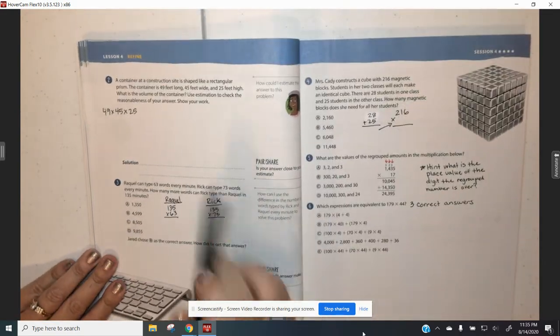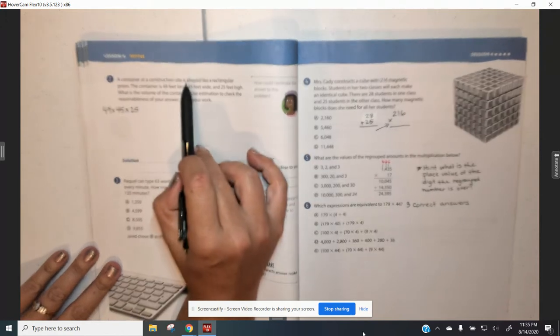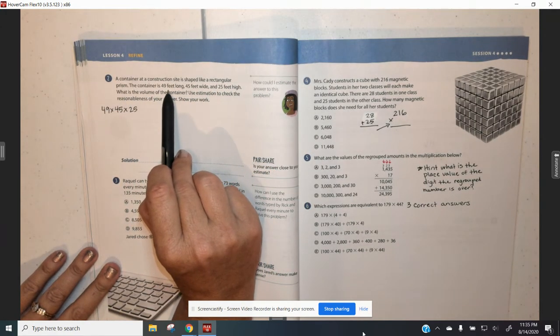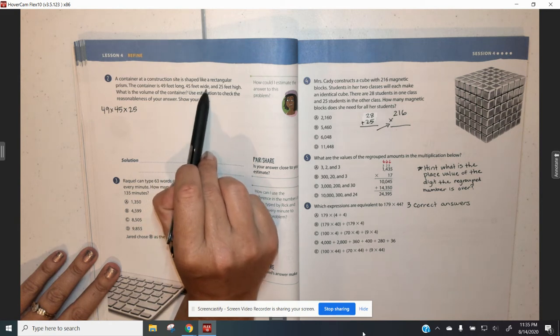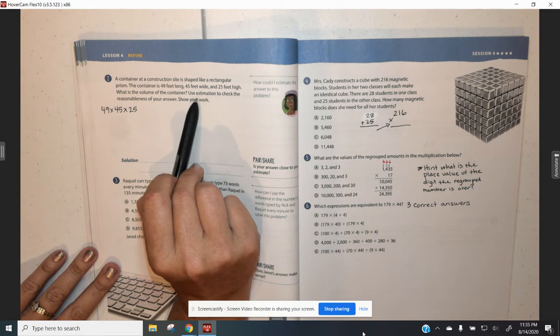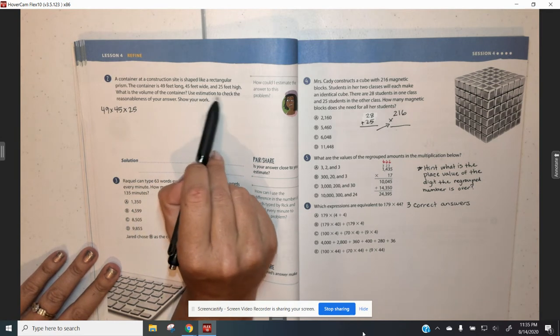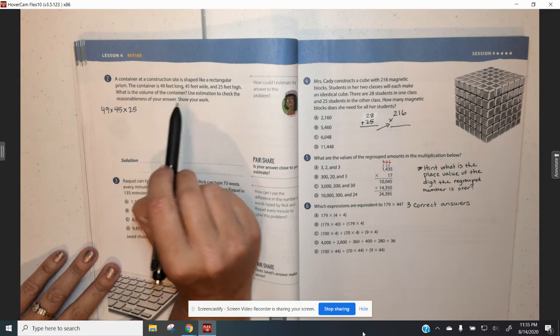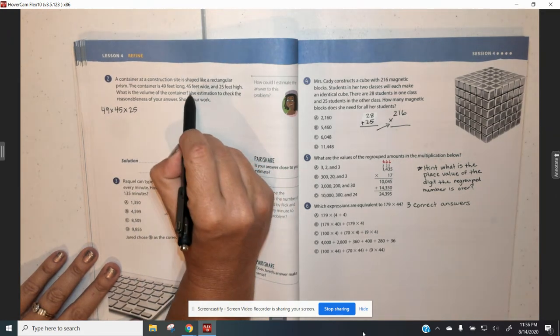For number 2, a container at a construction site is shaped like a rectangular prism. The container is 49 feet long, 45 feet wide, and 25 feet high. What is the volume of the container? Use estimation to check for reasonableness on your answer. So don't worry about using estimation today.